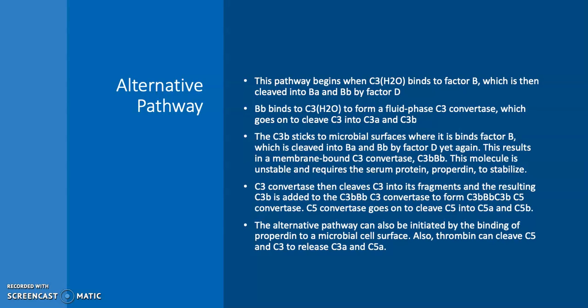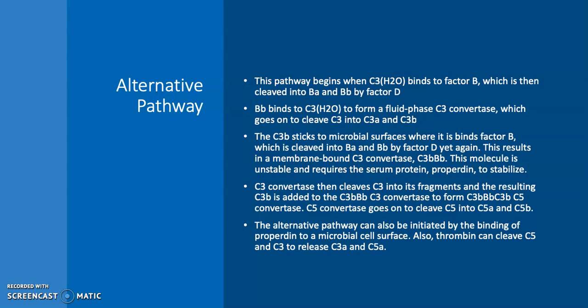which then cleaves C5 into C5a and C5b fragments. The alternative pathway. This pathway begins with a fluid phase C3 that binds to factor B, which is then cleaved into Ba and Bb fragments by factor D. Bb binds to this fluid phase C3 to form a fluid phase C3 convertase, which goes on to cleave C3 into C3a and C3b fragments.